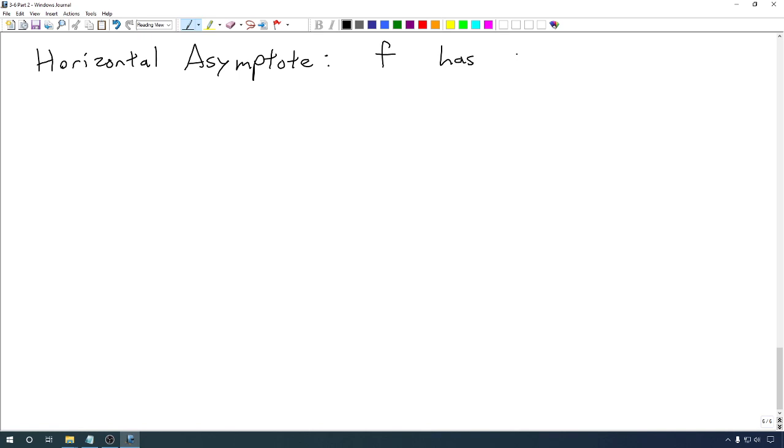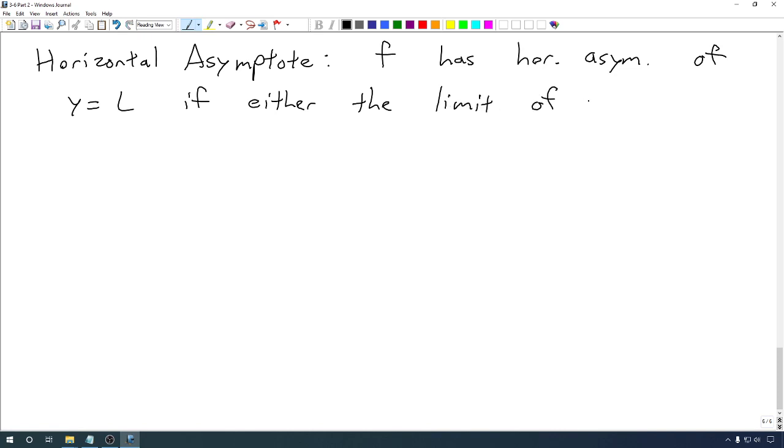A function f has a horizontal asymptote of y equals L if either of the limits of f at infinity or negative infinity is L. Basically, if we take the limit of f to either side and we get a finite value L, then we have a horizontal asymptote at y equals L.